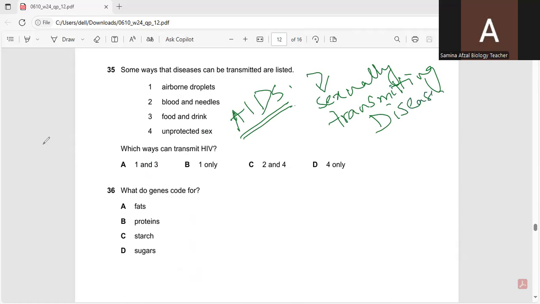So airborne droplets will not affect its transmission. Blood and needles, yes, it is transmitted through blood as well. This is sexually transmitting and plus blood. It is responsible to transmit the blood transfusion.